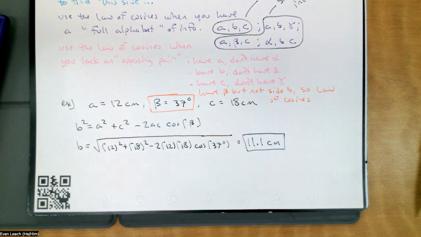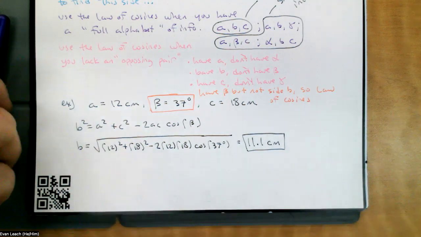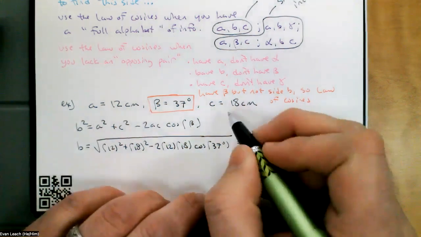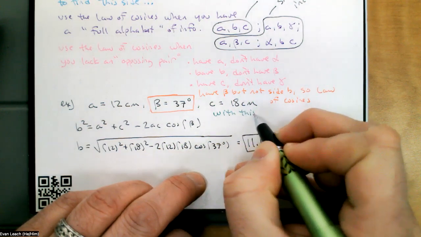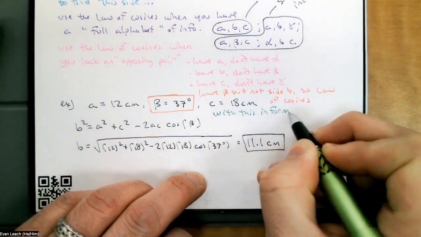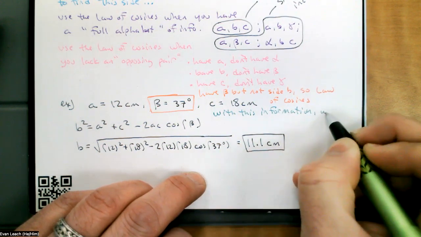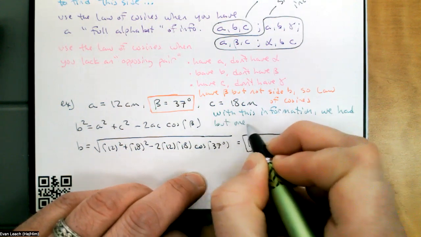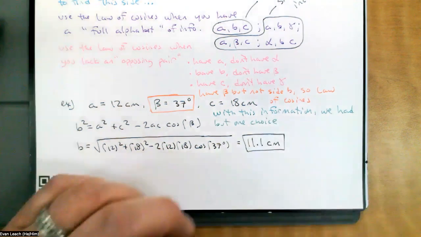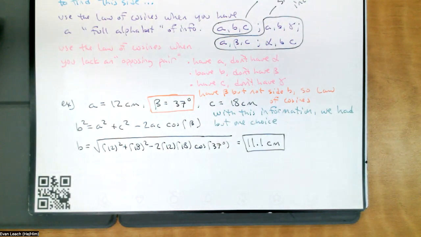What we want to note is that given this information, side B was the only thing that we had an option to get. That was the only thing we could have gone for. With this information, we had but one choice.